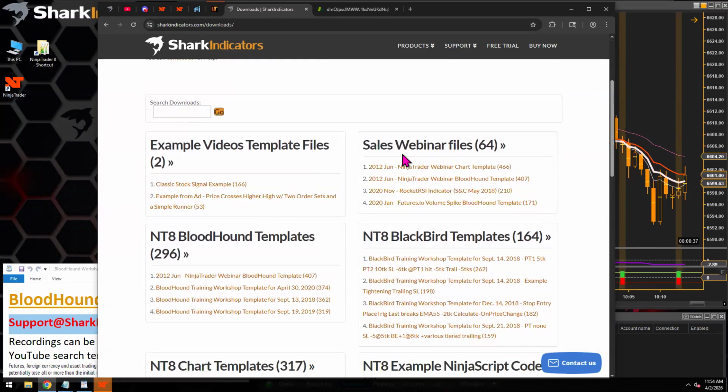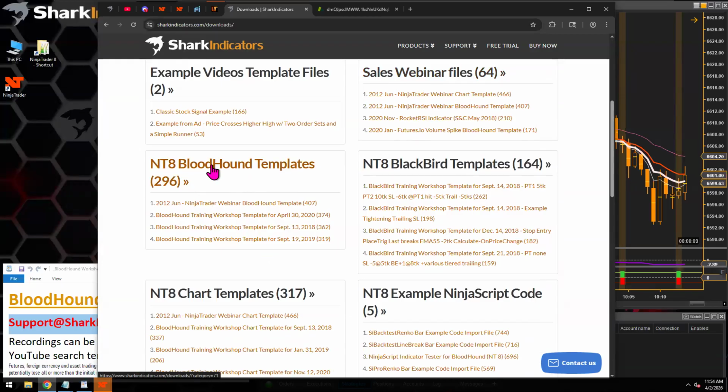And you can see here we do have a section for all the systems, not all of them, but going back, I think, 4 years. Well, actually, no, there's some 2012, but basically going back to 2020 is when this really was started here. So yeah, these are all the systems that were built in the sales webinars to just demonstrate Bloodhound and maybe Blackbird.